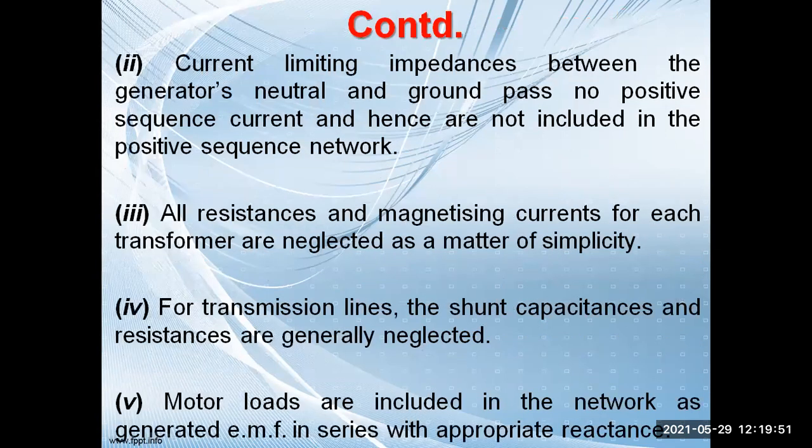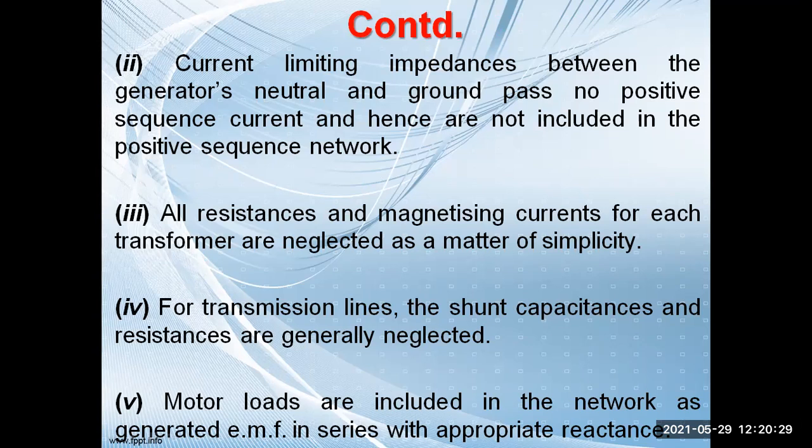Current limiting impedances between the generator neutral and the ground pass no positive sequence current, hence are not included in the positive sequence network. So in the case of a current limiting impedance or current limiting reactor, no positive sequence current will flow. So there will not be any existence of the positive sequence network or positive sequence impedance for a current limiting reactor. Next, all resistances and magnetizing currents for each transformer are neglected as a matter of simplicity. So for the transformer, the resistance and magnetizing current will not be considered in this positive sequence network.